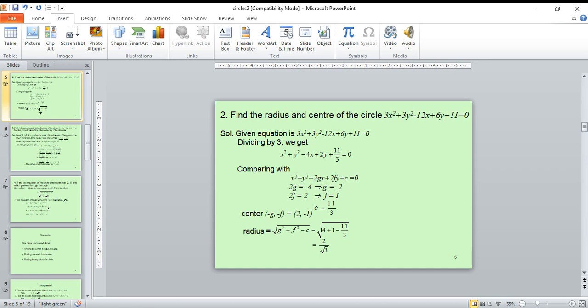This is the same question, but in this question the coefficient of x square and y square is not 1. So we have to convert the given equation to have coefficient 1. So the coefficient of x square and y square should be 1. Therefore, divide the given equation by 3. Then after that, compare it, and find the center and radius.